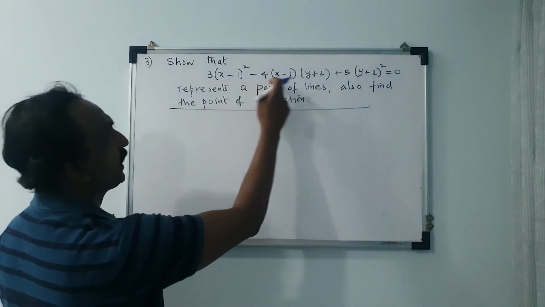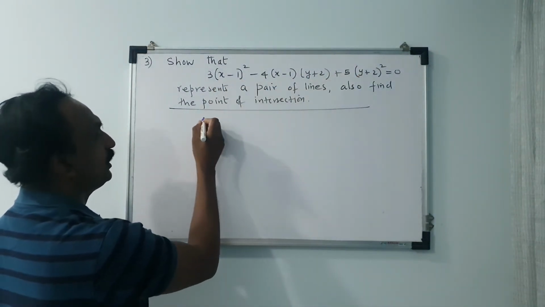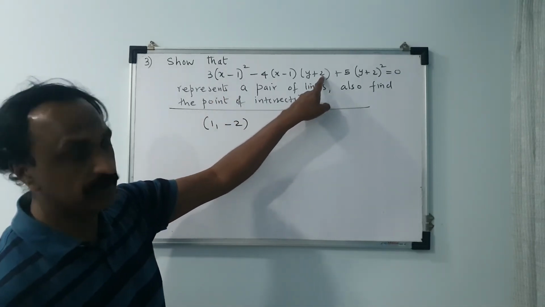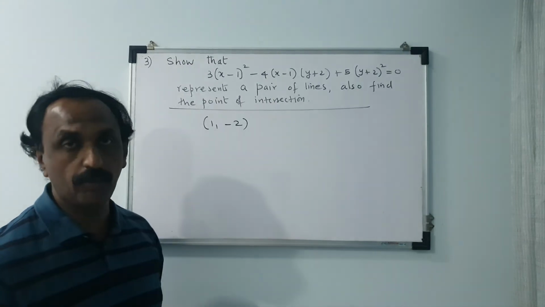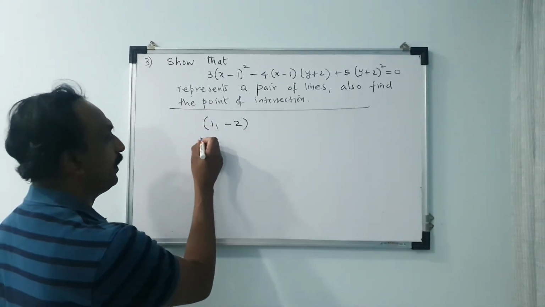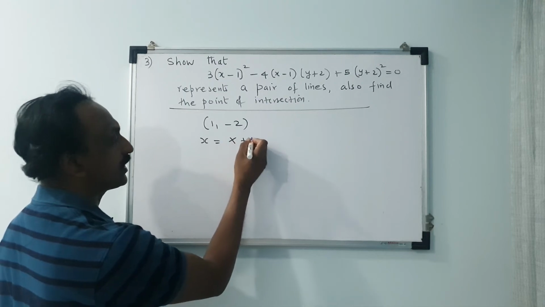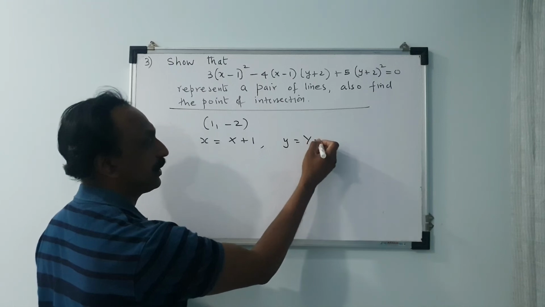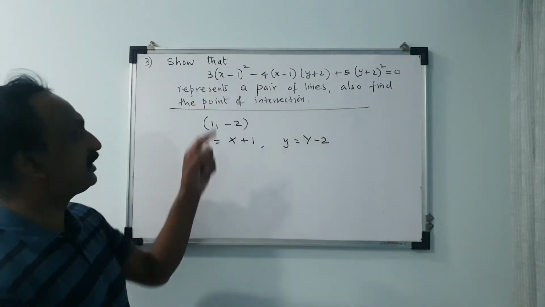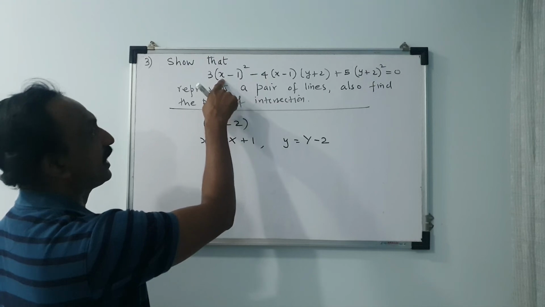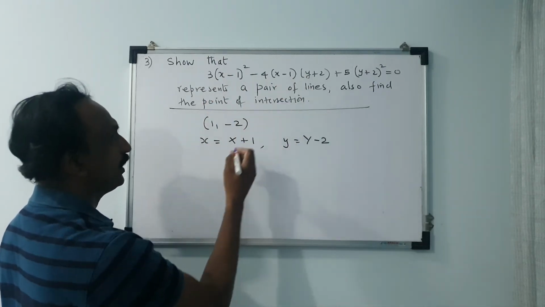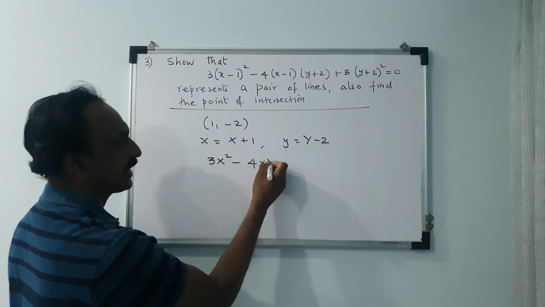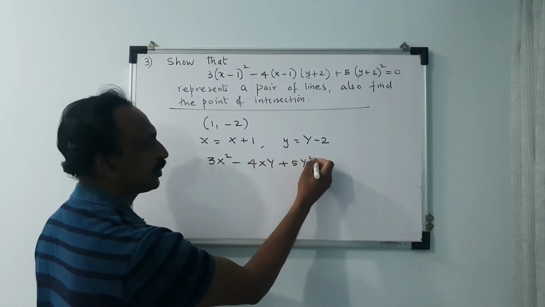What you do is, looking at this equation, if I shift the origin to 1 comma minus 2, here I took positive 1, here I took negative 1. If I shift the origin to 1 comma minus 2, the new equation is obtained by replacing x by capital X plus 1 and y by capital Y plus minus 2. That means it will become minus 2. Then if I replace capital X plus 1 here, capital Y minus 2 here, this equation automatically becomes 3x square minus 4xy plus 5y square equal to 0.